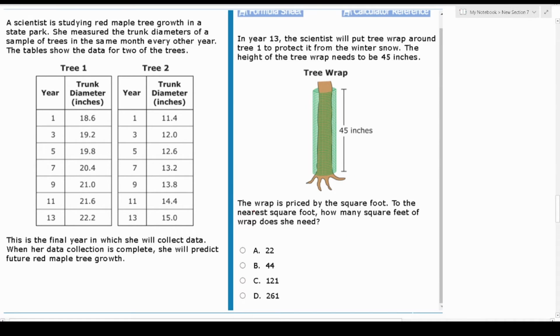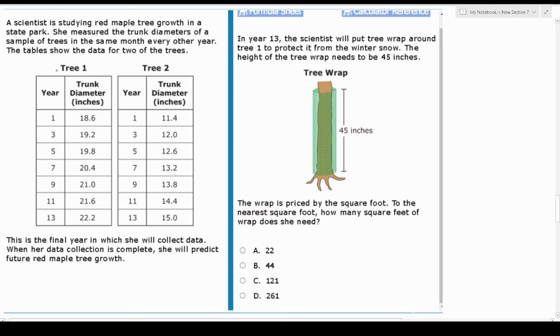Additionally, we're told the wrap is priced by square foot. To the nearest square foot, how many square feet of wrap does she need? Okay, so there is a lot going on in this problem, and it may not be obvious right away. Let's start with the basic parts, and we'll address them one by one.